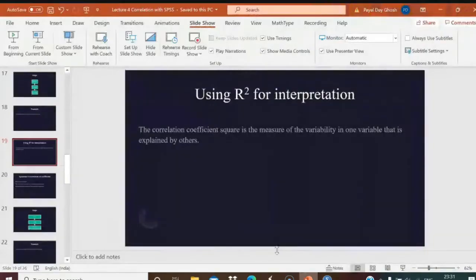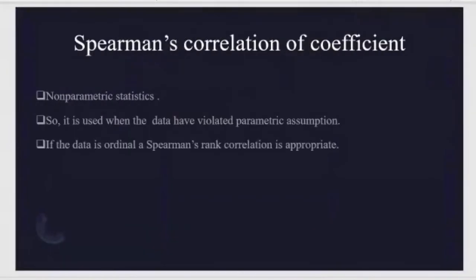Now, next we'll discuss Spearman. Spearman correlation is a non-parametric statistic. It is used when the data violates the parametric assumption and when the data is on an ordinal scale. It is a rank correlation. In Spearman, we rank the scores. If you remember, when we are not using SPSS, we do it manually. We rank the scores, and we use the ranks to see the correlation.